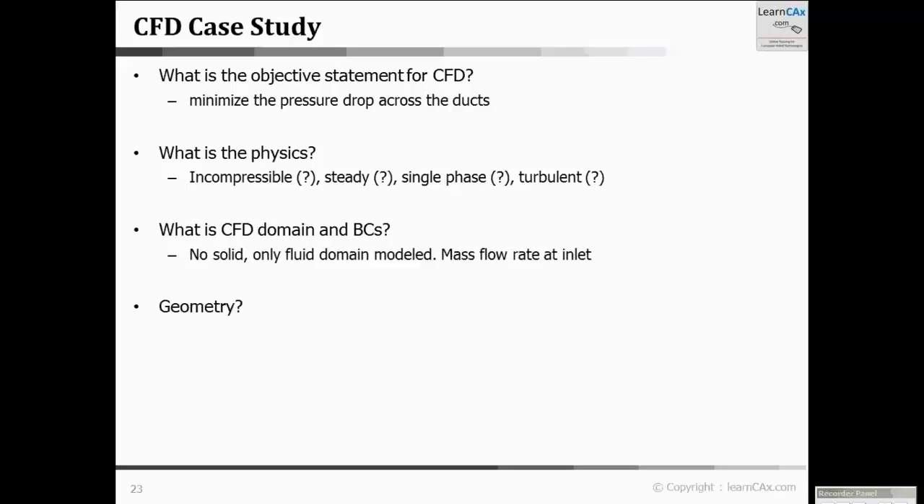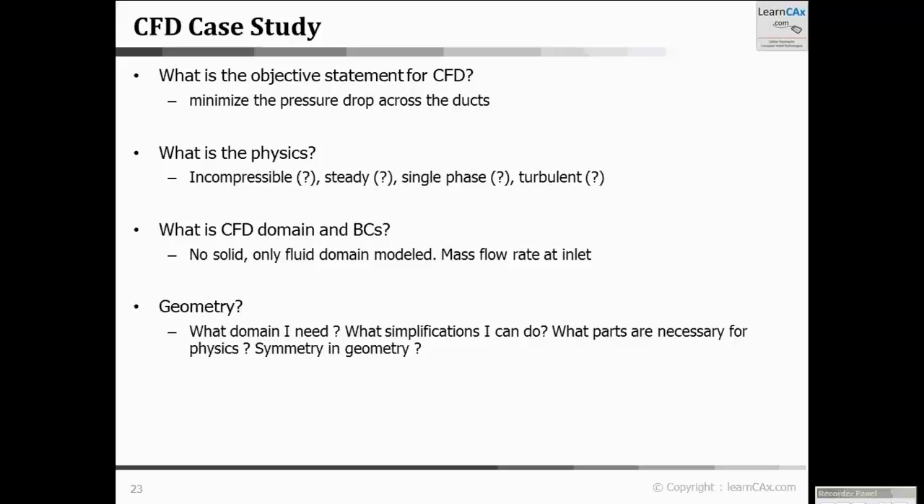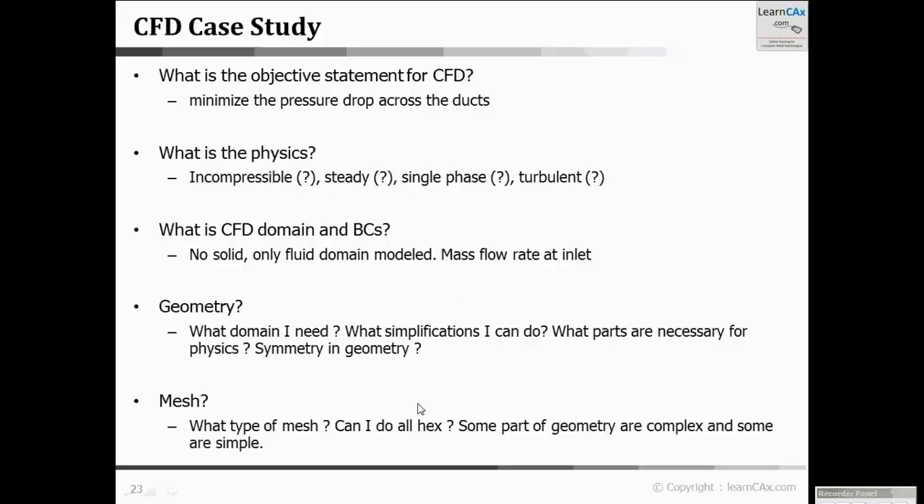We also have to decide what geometry are we going to use, which type of domain do we need, whether we can simplify the geometry, and also what type of mesh are we going to use. Now all these parameters that I just mentioned are terminologies that are associated with CFD, and if you are new to the field of CFD, you may not understand this right now, but once you are very well familiar with this field, these are day-to-day terminologies that are used by a CFD engineer.